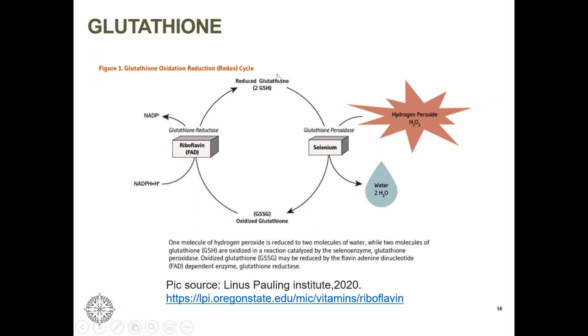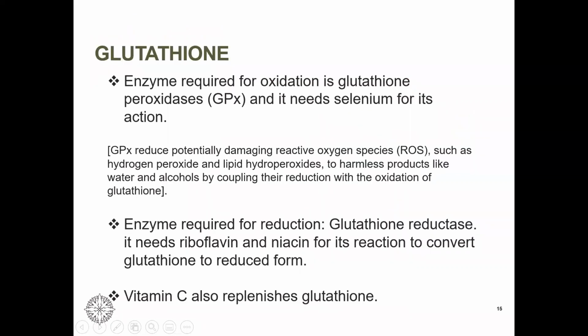And now where would that hydrogen group come from, so that we have GSH? That will come from niacin. So that's why niacin is so important for liver functioning. Okay, questions?